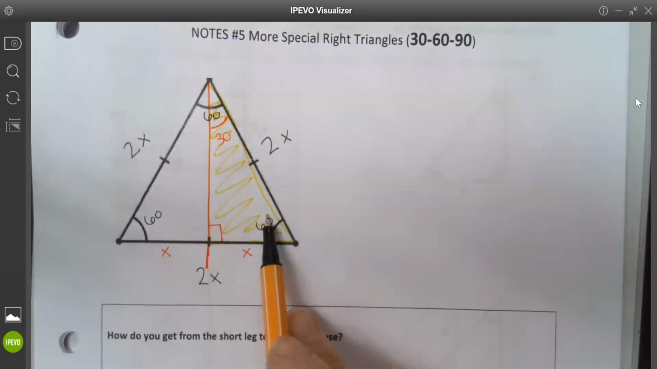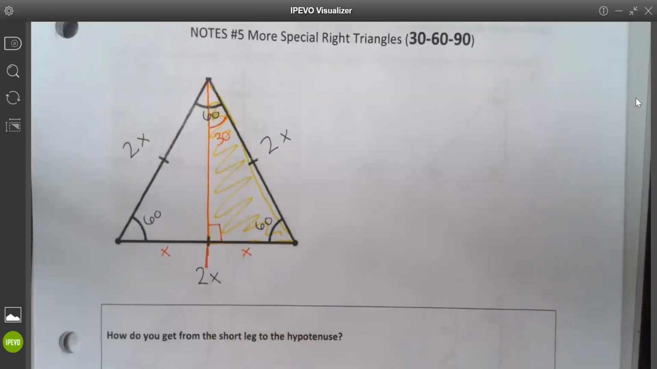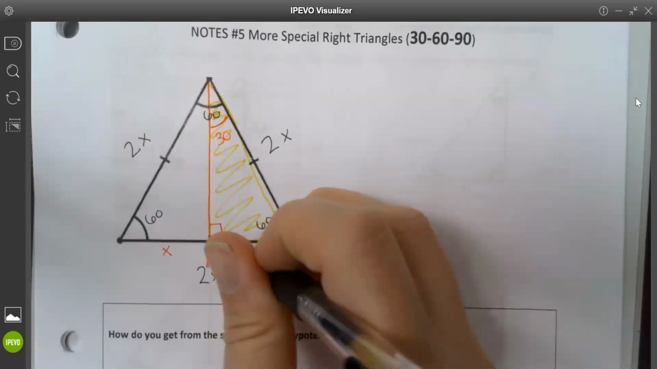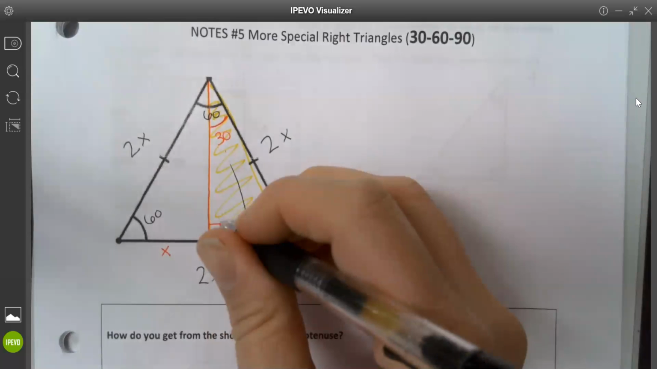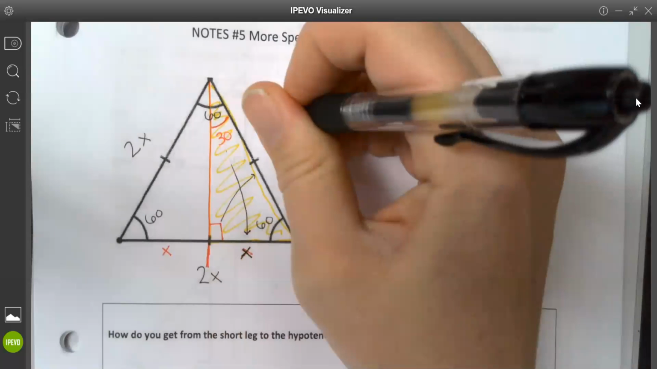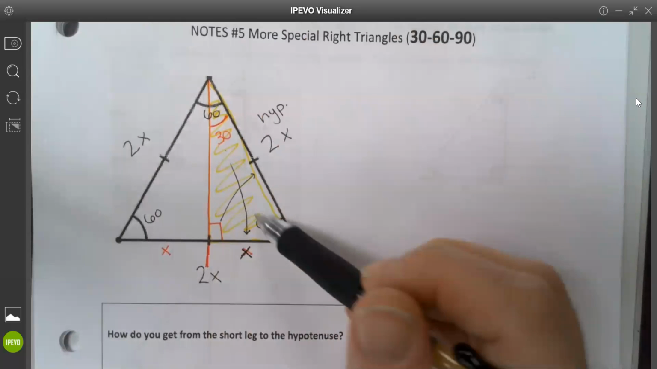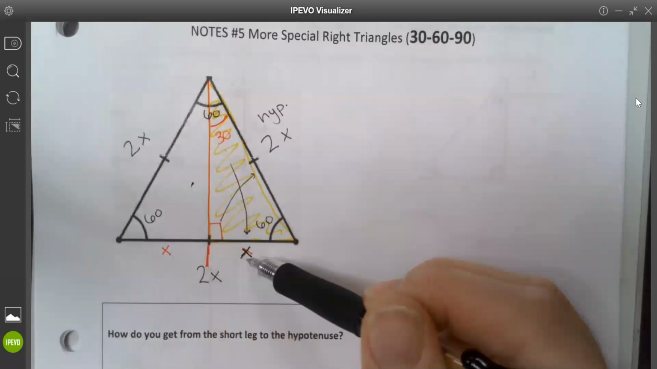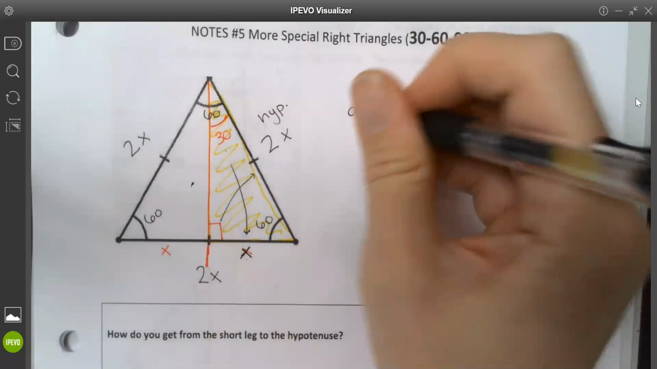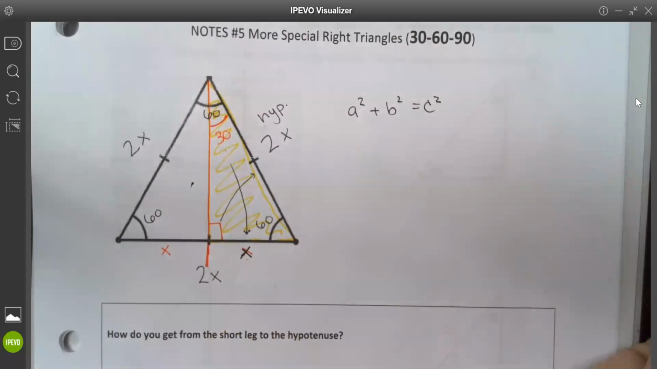So I have 60 degrees here, 30 here, 90 here. The side across from 30 is x. The side across from 90, or the hypotenuse, is 2x. The side across from 60, we don't know right now. But we do have two sides labeled, so I'm going to use the Pythagorean theorem to find my missing leg.